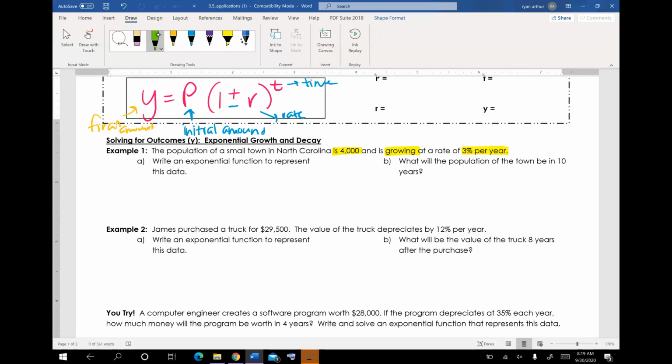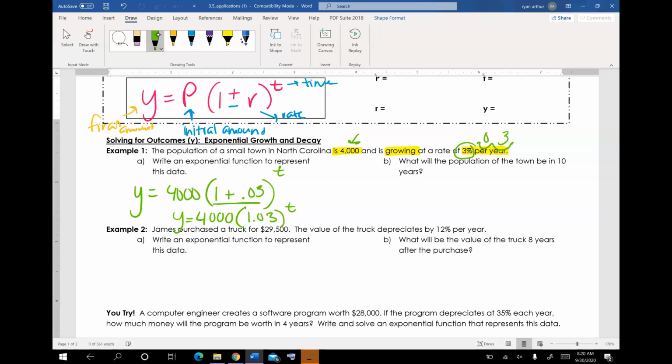So, y is my final amount. Do I know my final amount of population? No, I don't, so we're going to leave it as y. P is your initial amount. Do you know how much the population started with? Yep, 4,000. I'm growing, so it's a plus. Your rate's right here, that 3% goes 1, 2, so it's 0.03. I know my time is in years, but I don't know my time, so I leave it as t. And there's your equation. Now, I can simplify this inside, can I not? So y equals 4,000, simplifying, 1.03 to the t.